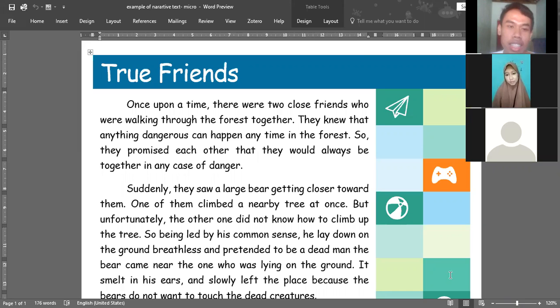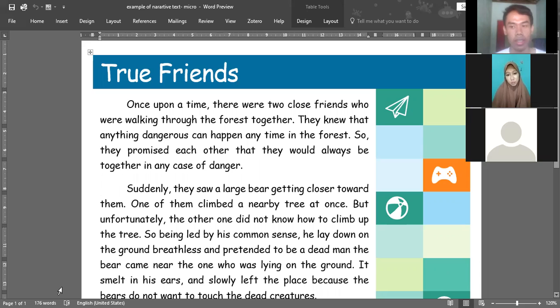The narrative text with the title True Friends. Once upon a time, there were two close friends who were walking through the forest together. They knew that anything dangerous could happen anytime in the forest. So they promised each other that they would always be together in any case of danger. Everyone, can you follow?